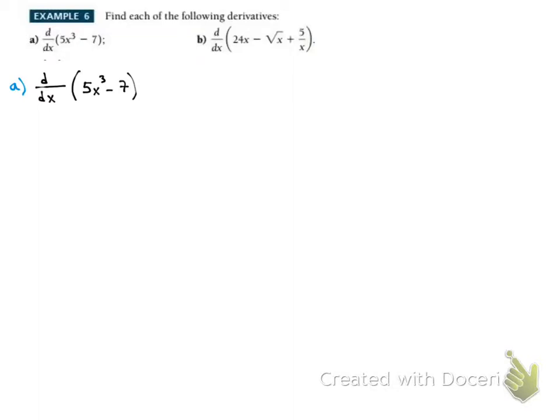So in part A, we have the derivative of 5x cubed minus 7. The first thing to do is use the rule we just talked about and distribute the derivative to this guy and to this guy.